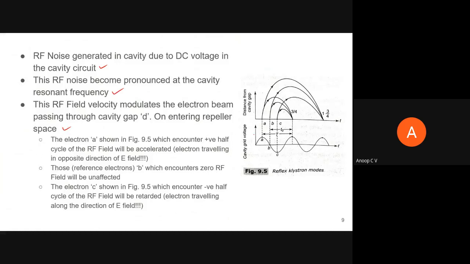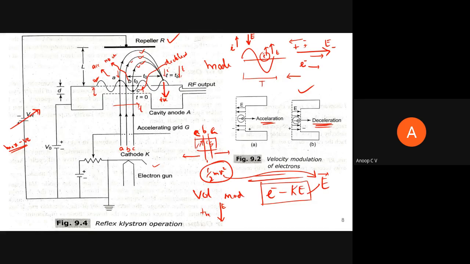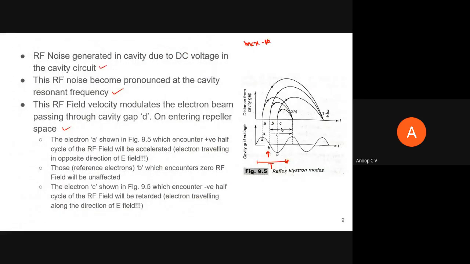Consider these electrons A, B and C, where B is a reference electron, and suppose the time period corresponding to our resonant frequency is capital T. If the repeller voltage is maximum negative, these A, B and C cannot enter much into the repeller space. They cannot dwell much deeper into the repeller space. You can see case one.